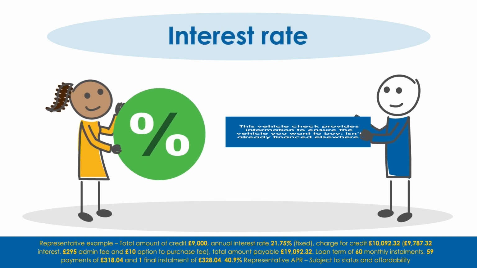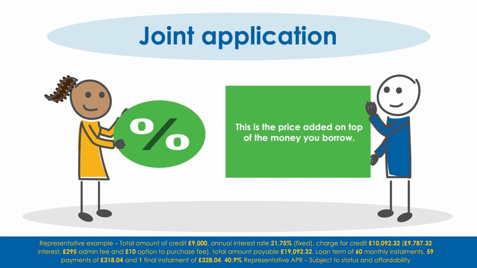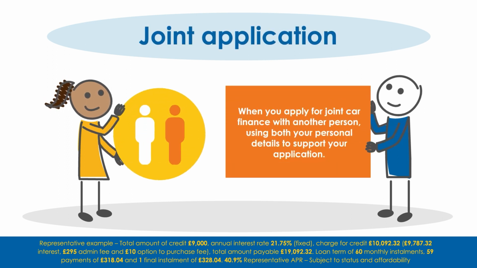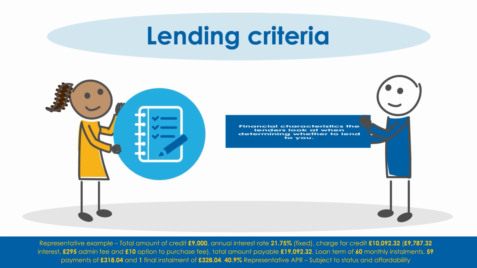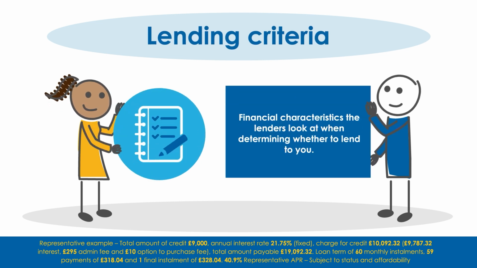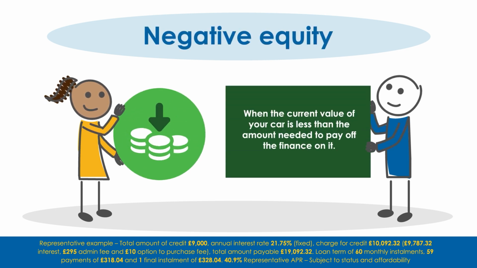Interest rate. This is the price added on top of the money you borrow. Joint application. When you apply for joint car finance with another person, using both your personal details to support your application. Lending criteria. Financial characteristics the lenders look at when deciding whether to lend to you. Negative equity. When the current value of your car is less than the amount needed to pay off the finance on it.